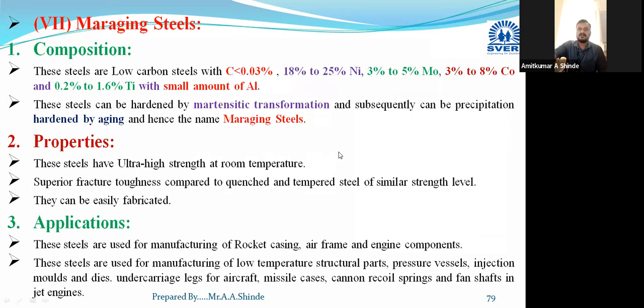Okay, so this is the third type for today's session. This is maraging steels. Why are these steels termed maraging steels? Because these steels have very high strength and hardness.